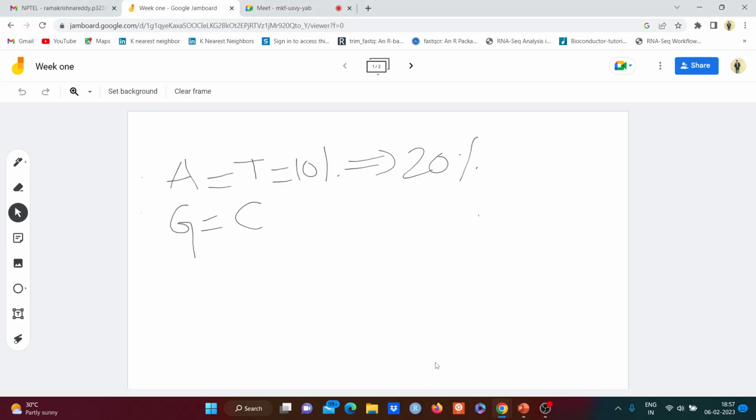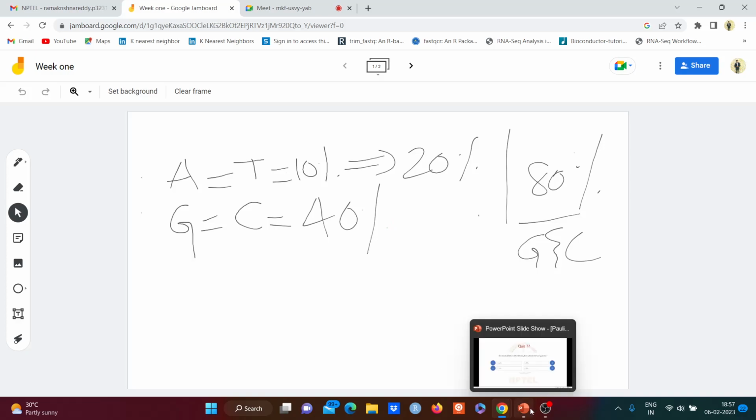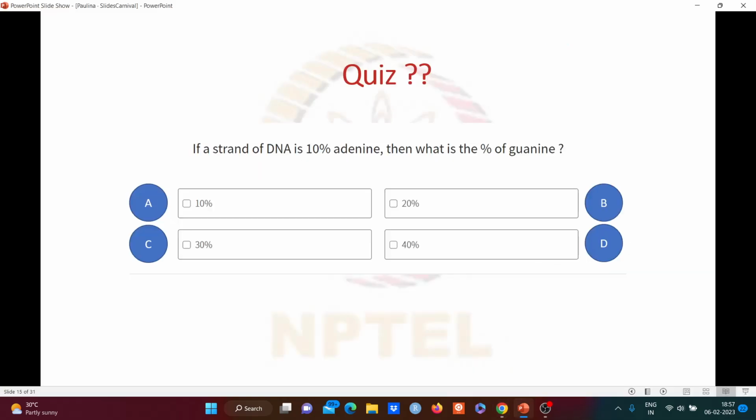So next, when we take that out, the remaining is 80%. This 80% is equally shared between G and C. So they both equal 40% in a double strand. So the answer is D, 40%.